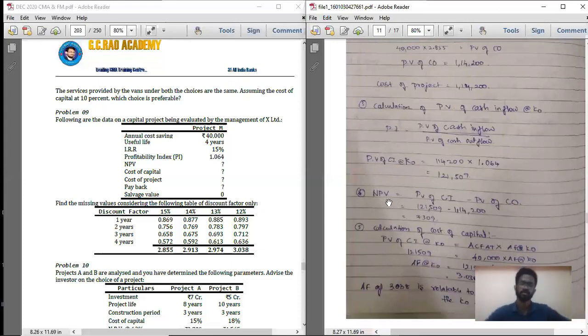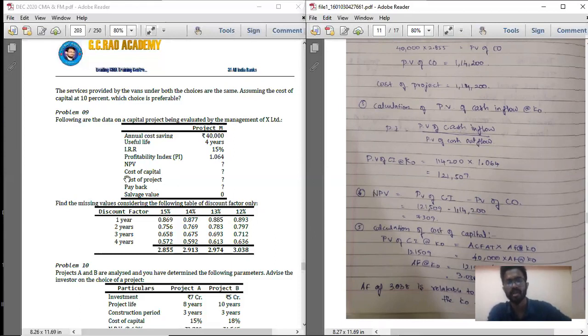So below that, point number 4, net present value is equal to present value of cash inflow minus present value of cash outflow, which is equal to 1,21,509 minus 1,14,200, which is equal to 7,309. So that is the net present value. We have calculated the cost of project, that is present value of cash outflow. Next we have calculated NPV.